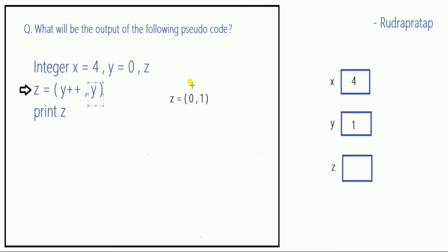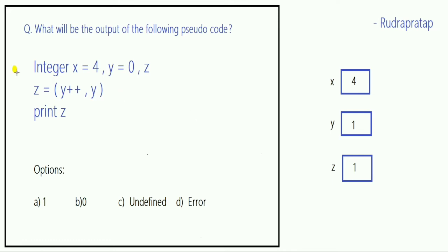So the value of y becomes 1, and after that we know the rule of the comma operator. If it is in brackets then it will return the last argument of the brackets. So 1 is returned to z, and when we print z it will print the value of z, which is 1. Let's move to the next question.